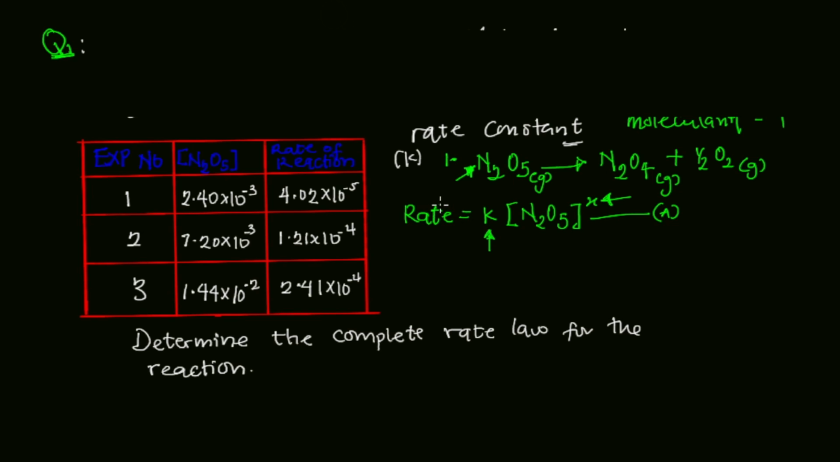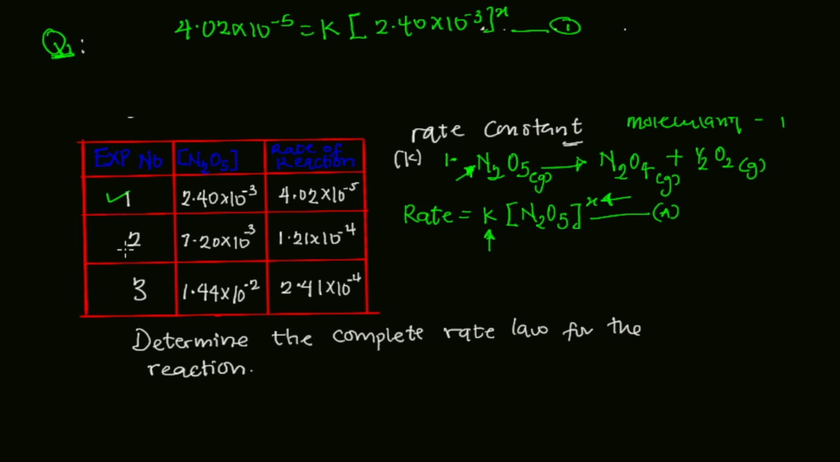That's just it. Now the next thing we're going to do is fix everything here into this rate law. Now I can actually follow experiment 1. Following experiment 1, the rate for experiment 1 is 4.02 times 10 to the power minus 5. That is the rate for experiment 1. This will be equal to the rate constant, which is K, multiplied by the concentration of N2O5, which is the first concentration, 2.40 multiplied by 10 raised to the power minus 3. Right, that's what I'm having. Then all raised to the power of x, which is the order of the reaction. We can call this equation 1.